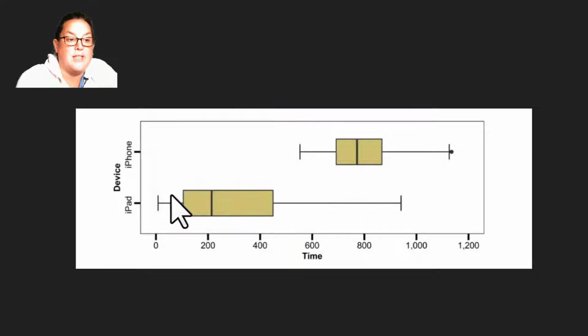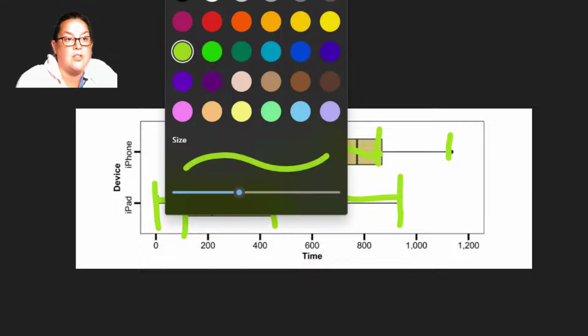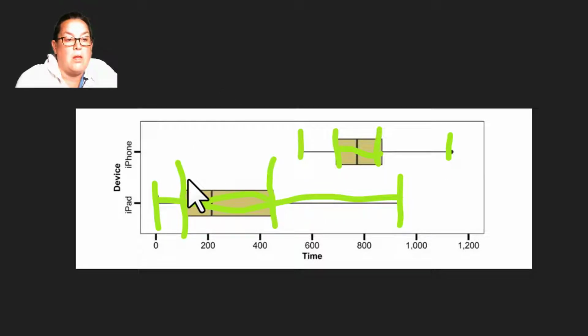So here you can see, let's mark it up in green, that this box for the iPad seems to be a fair amount bigger than the box for the iPhone. I also can see that the range for the iPad is greater than the range for the iPhone. I also can see, let's change color, that the actual box for the iPad is completely below the box for the iPhone.